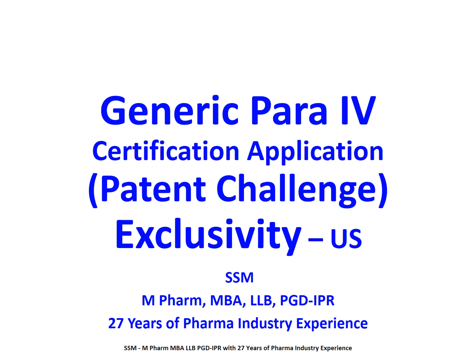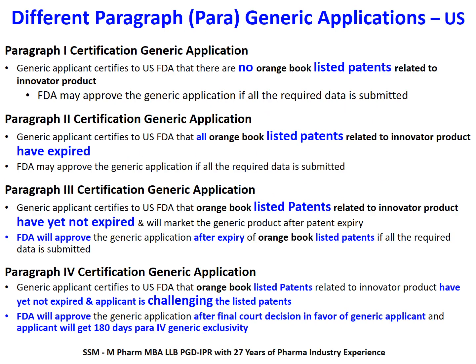Hi, in this presentation, we will discuss generic Para 4 certification application, or generic patent challenge application, and exclusivity in the US. There are different types of Para, or paragraph, generic applications. When a generic applicant files an application with the US FDA, the generic applicant has to certify the generic application as Para 1, Para 2, Para 3 or Para 4.